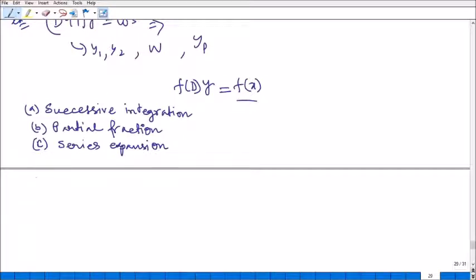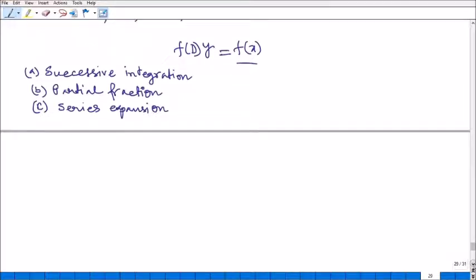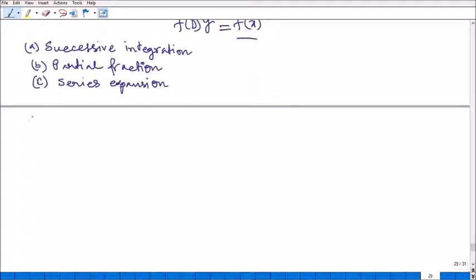Suppose the function is a constant. So for a constant function f, we can apply any method among these three techniques, that is the successive integration, partial fraction, series expansion, any method.